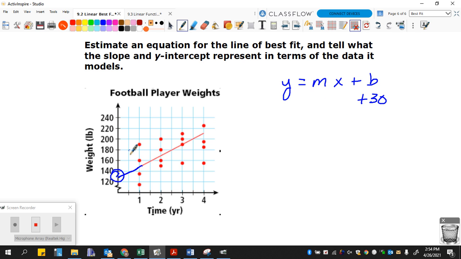Now, what's our slope? Well, let's go from this point right here to this point right here. So that means the rise is up 1, and the run is 1, 2. So there again, our slope is a positive 1/2. So it's y is equal to 1/2 x plus 30. Okay? All right.